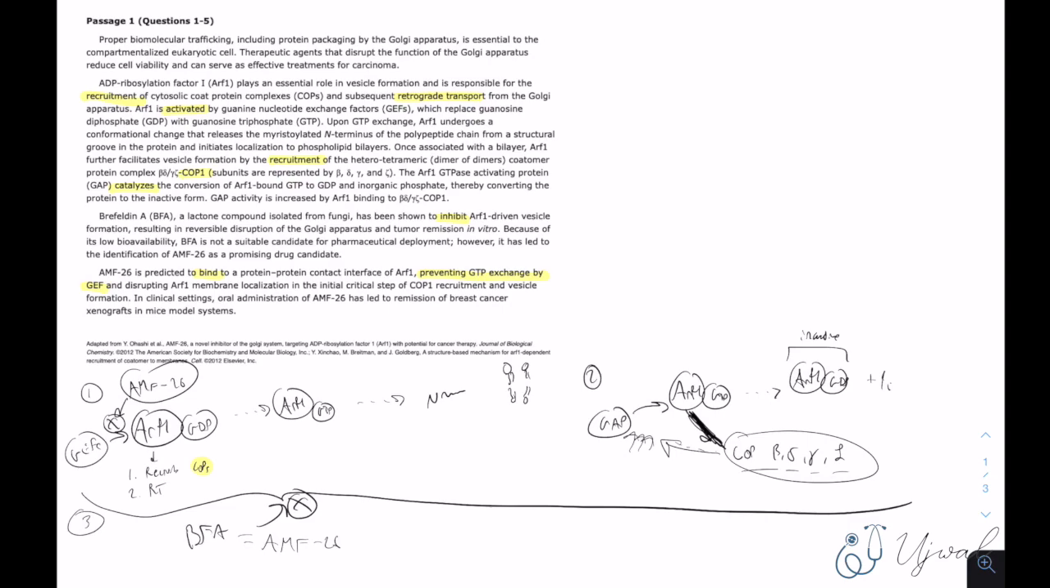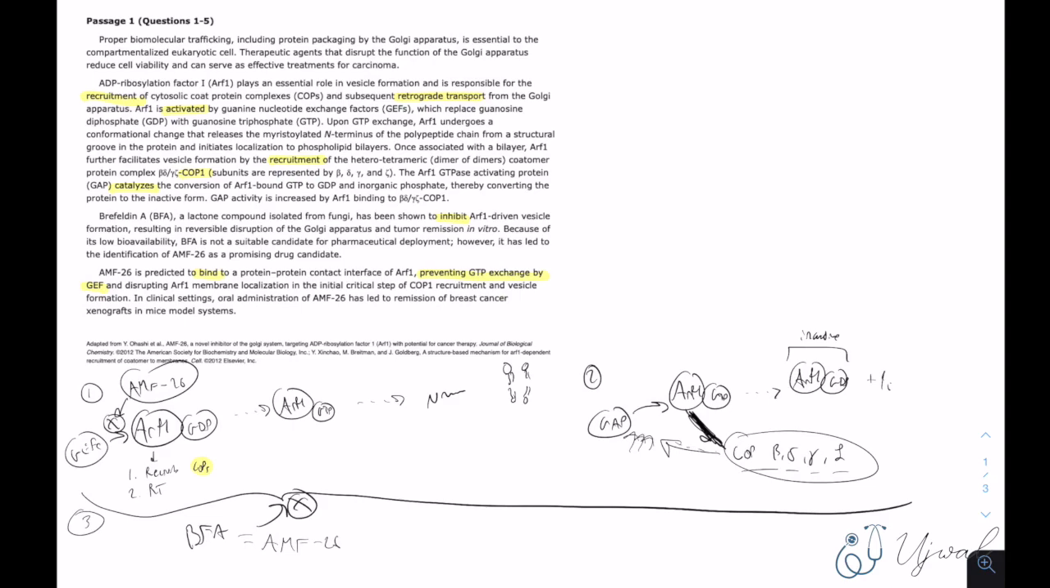Okay. And then last sentence, in clinical settings, oral administration of AMF 26 has led to remission of breast cancer xenografts in mice model systems. So that's basically confirming for us that AMF 26 actually does work like BFA. And so that's why it's, in their own words, a promising drug candidate. And there we go. We have our schematic right there.